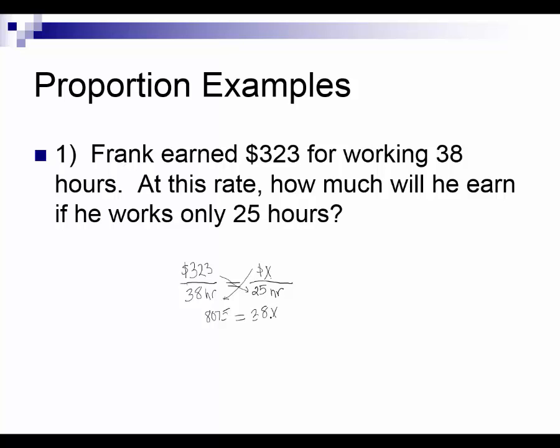This is an equation, so in order to solve, I'll divide on both sides by 38, and that'll give my answer. So I divide on my calculator, and I have x is $212.50. So going back, this is the money that he makes if he works 25 hours.